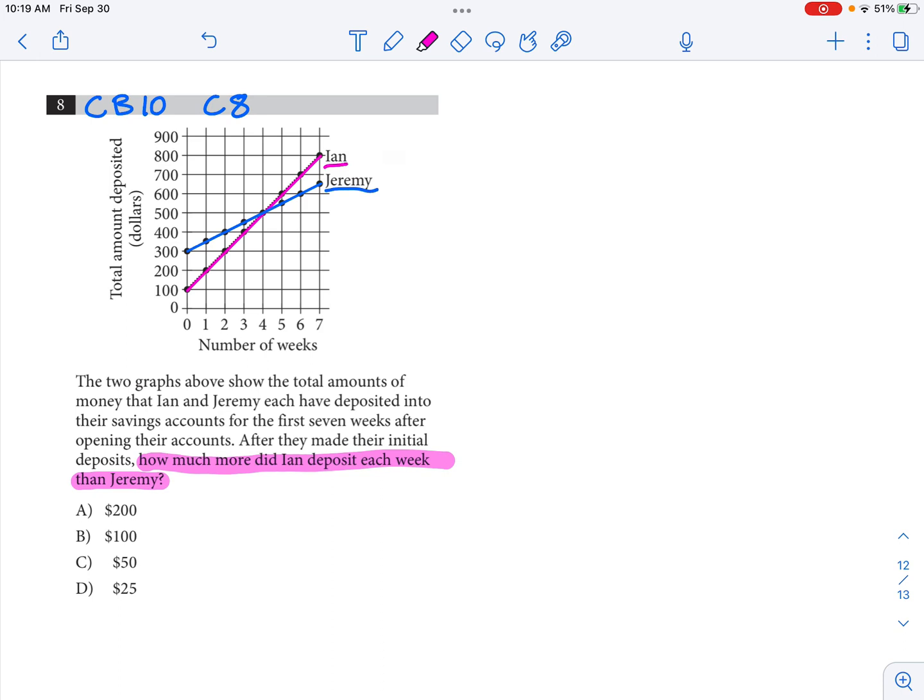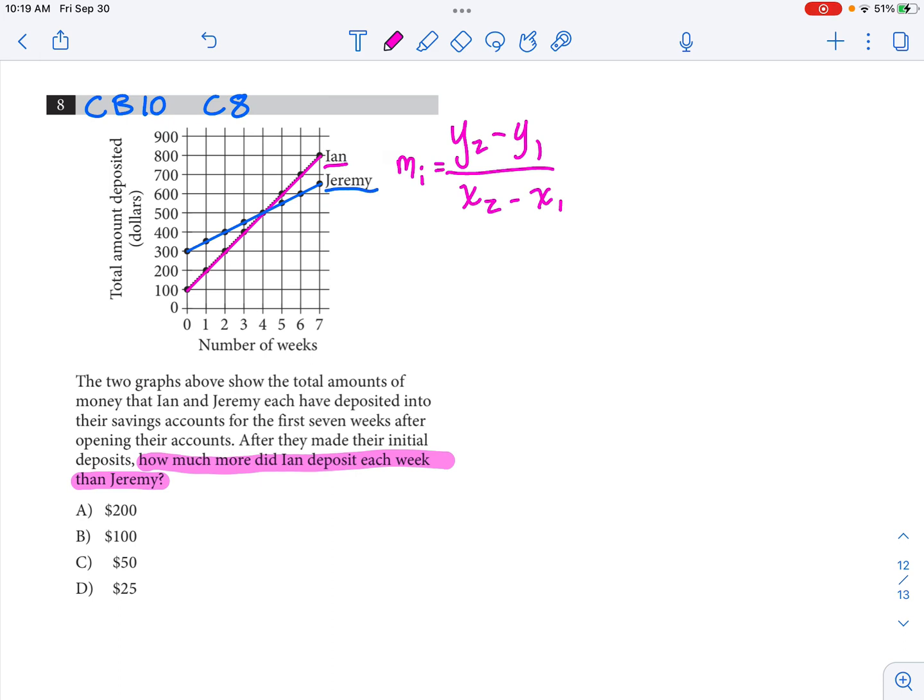So what this problem is really asking is to compare the rate of change for Ian compared to the rate of change for Jeremy. And so when we're talking about Ian's rate of change, we're talking about the slope of this line. So we're talking about doing y2 minus y1 over x2 minus x1, and that's going to be the slope for Ian's line. That's the rate at which he's depositing money in his bank account.